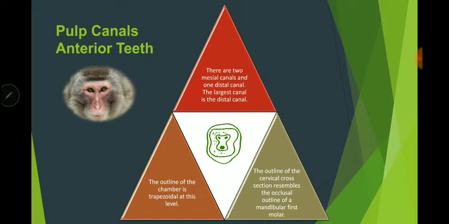This is a mandibular first molar. Okay. So there are two mesial canals and one distal canal. So this is a tooth which has 5 cusps, but it has 3 canals, sometimes 4. Okay, and sometimes it has 2 mesial, 2 distal, but usually the most common is 2 canals in the mesial and 1 canal in the distal. The outline of the cervical cross section resembles the occlusal outline of the mandibular molar, and the outline, okay, of the chamber is trapezoidal. So when you do a root canal preparation, it's more like a trapezoid. Okay.